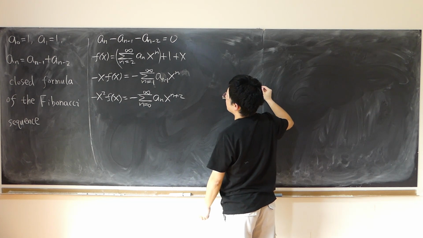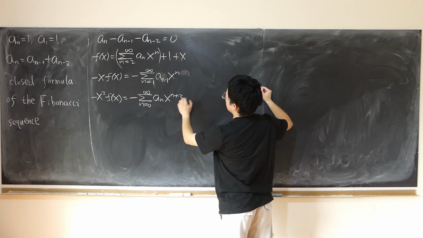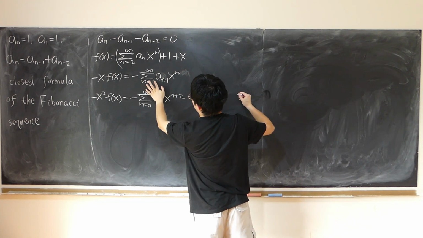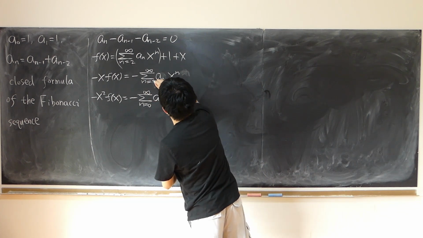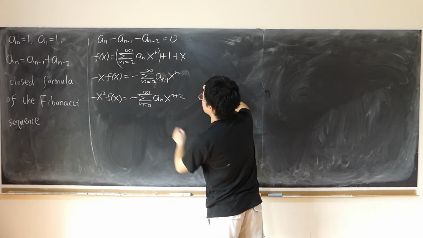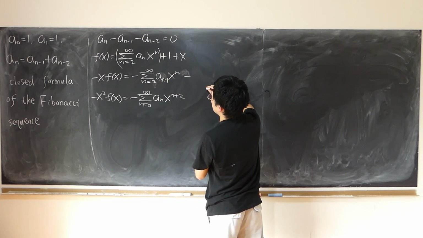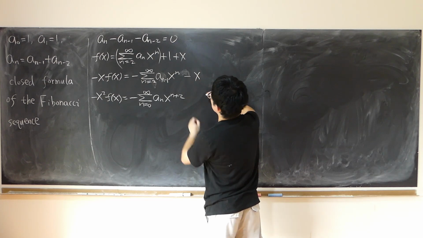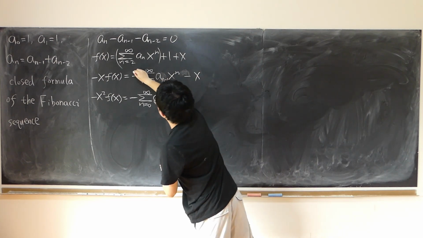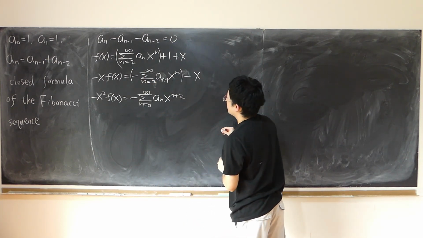So if I isolate the first term, I start from 2 this time. What's the first term? There's a negative sign. First term, n equals 1, a_0 times x, just x. So minus x. This is good.